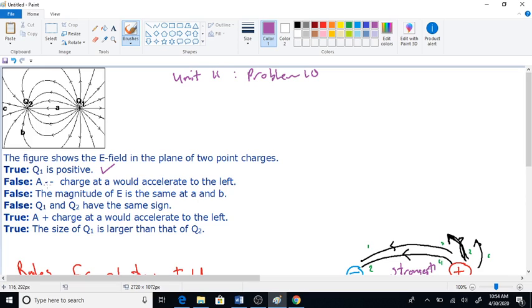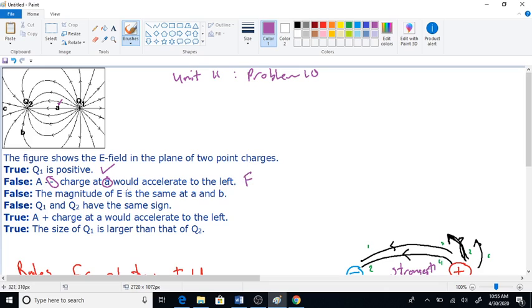Okay, a negative charge at A, it's right here at this letter A here, would accelerate to the left. Well, the arrows point the way a positive test charge would go, and the positive arrows are going to the left. So no, a negative would go opposite. A negative would go to the right. So that's why this one is false, and as you can see there.